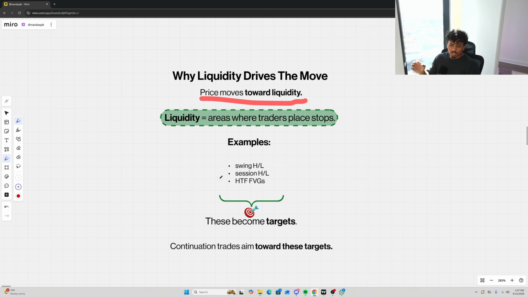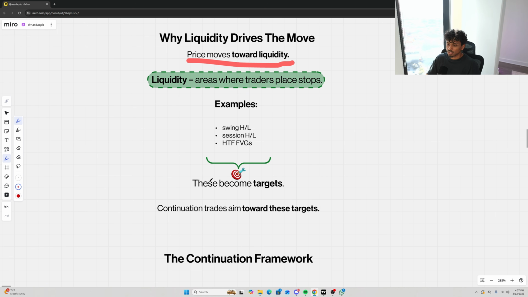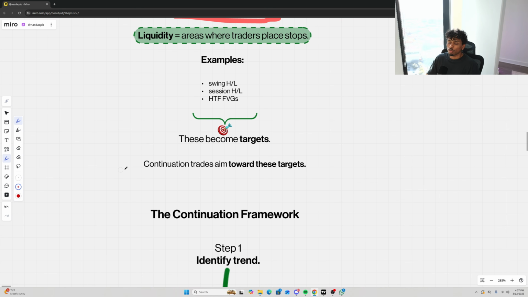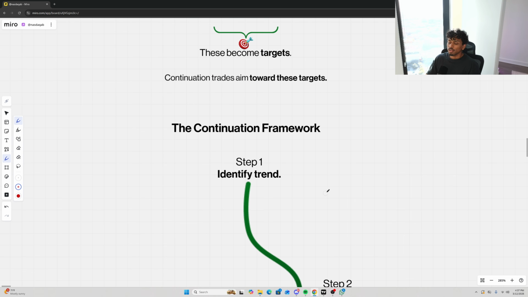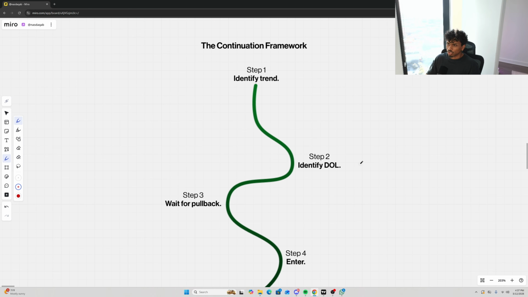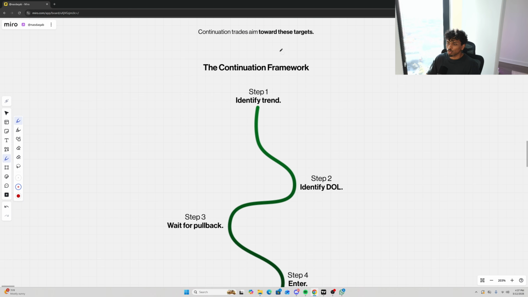This is a 4-hour gap. This could be an hourly gap. This could be a daily gap. These are all prominent drawn liquidities to be targeting. And obviously, like I say, these become targets, and then we want to find the overall continuation trade in the distribution leg to these drawn liquidities, aka these targets. All right, so now since we have that established, let's go ahead and establish the continuation framework.